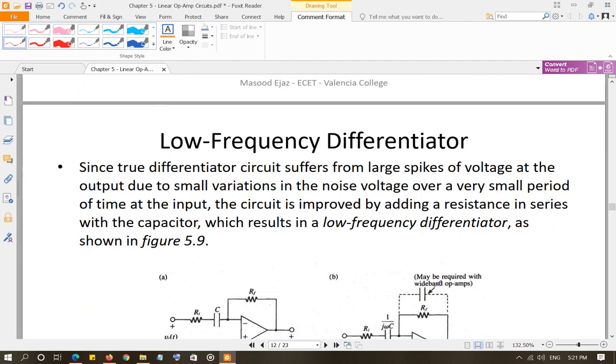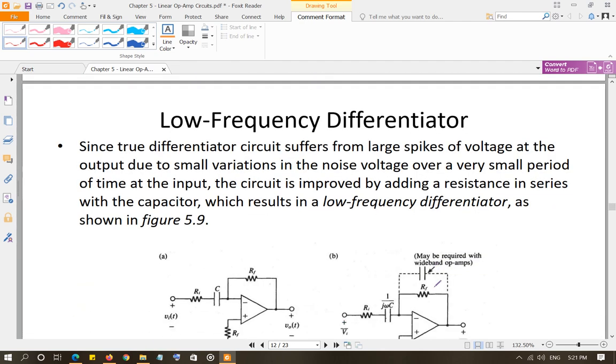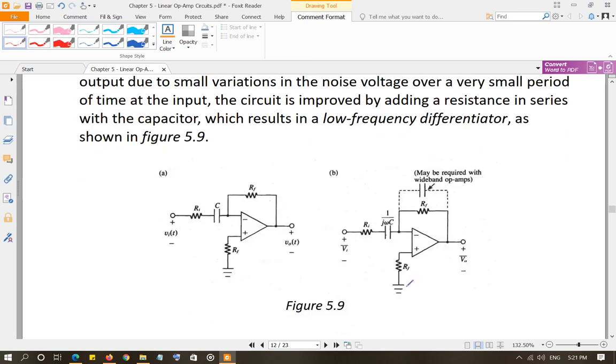Low frequency differentiator circuit. And why do we have a low frequency differentiator circuit? Again, because as we discussed, a small noise spike over a very brief amount of time at the input can produce larger spikes at the output, especially when your frequency increases. That is going to increase as well. So what do we do?